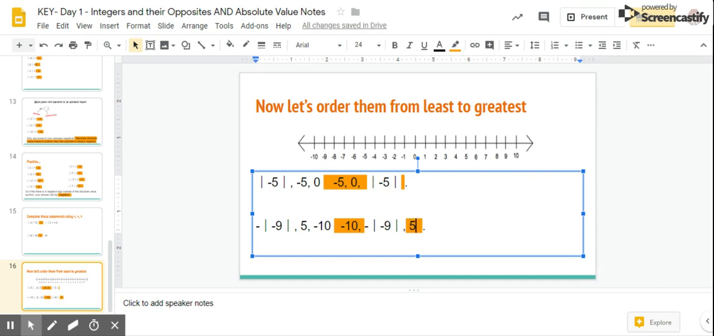Hopefully that makes a little bit more sense about absolute value. Remember, absolute value is a number's distance from 0, how far it is away from 0. And it's always going to be positive unless there's an opposite sign outside of it. So go ahead and make sure your notes are all filled in, and then you can start your practice.